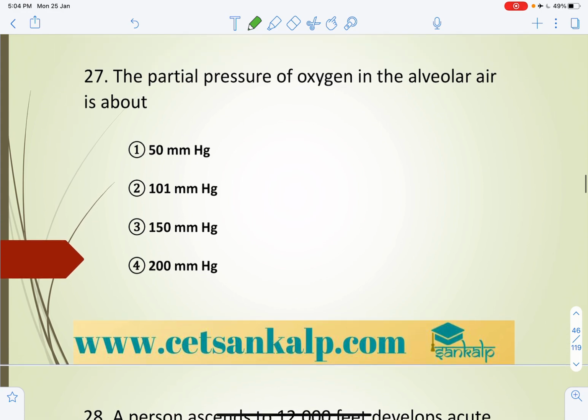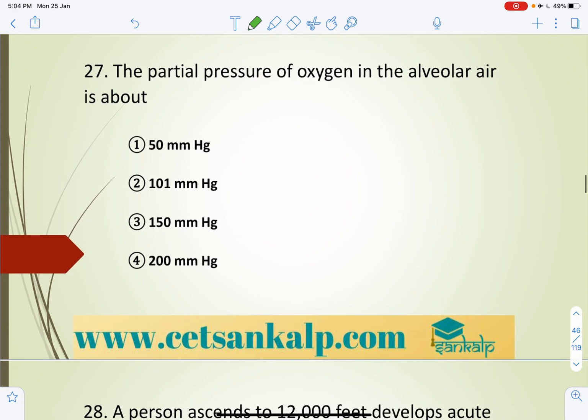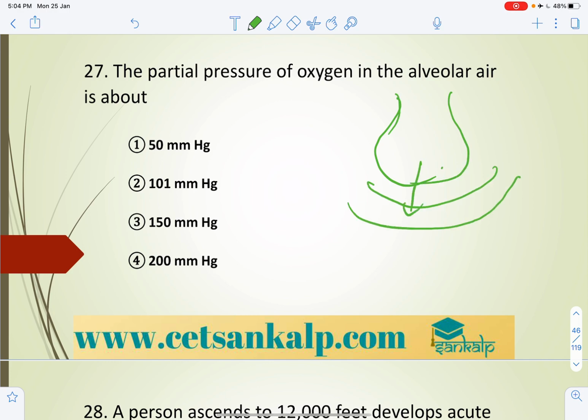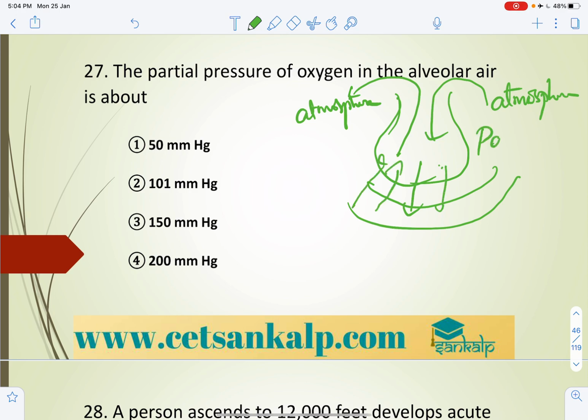And the partial pressure of oxygen in the alveolar air is about... Whenever the air moves from one place to the other, say from the atmosphere into the lungs, or from the lungs to the atmosphere, it depends on the partial pressure of respiratory gases.